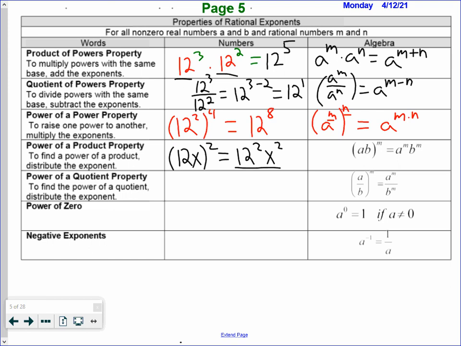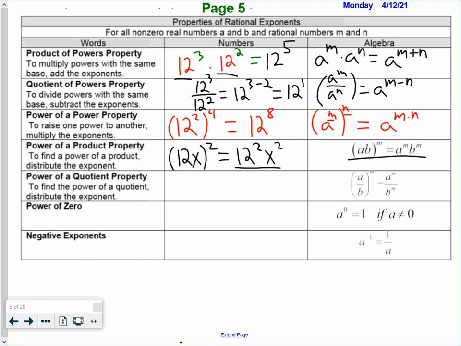So if you have a product and the whole product is raised to an exponent, you can distribute that exponent out. And that's what it says here in the algebraic way. If you have a product ab raised to the m power, you distribute that m to the a and to the b.